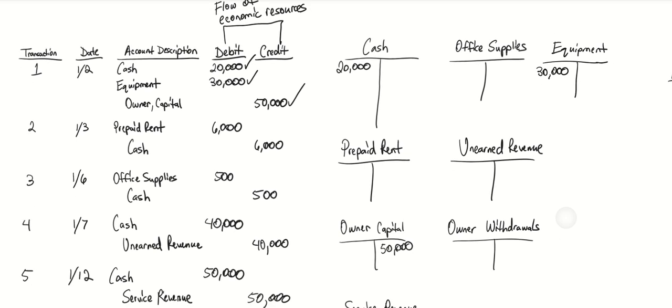So let's see. For transaction 2, prepaid rent has a debit of $6,000. That's going to go on the left side of its T account. Cash has a credit of $6,000. Okay, next, transaction 3, office supplies has a debit of $500. Cash has a credit of $500. Okay, transaction 4, a debit of cash of $40,000. So that's going to go on the left side of its T account. Unearned revenue has a credit of $40,000.